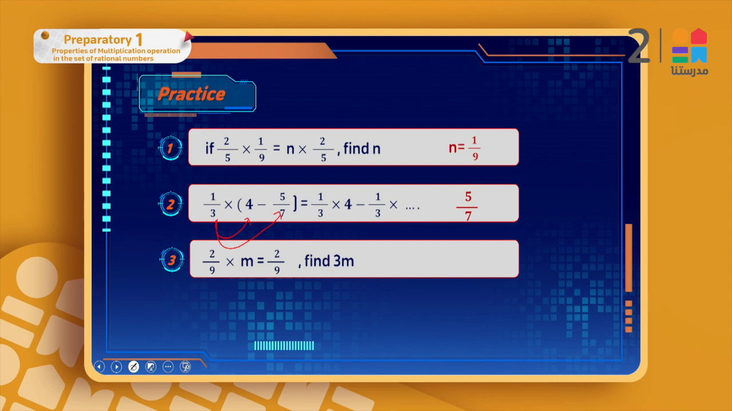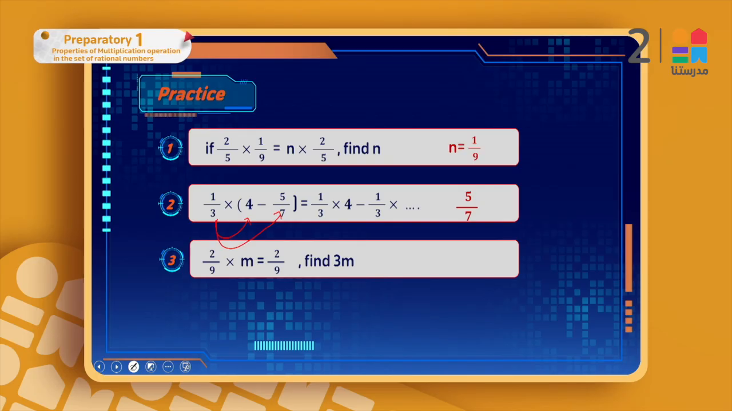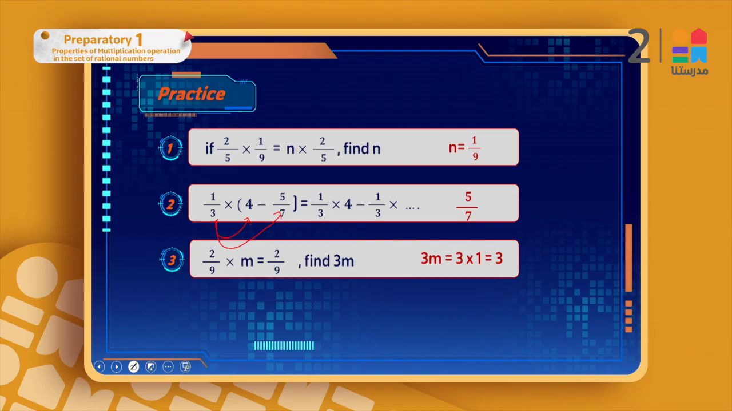Number 3. 2/9 times m is equal to 2/9. Find 3m. Let's find the m first. Any number times what equals itself? So m is 1, identity property. 2/9 times 1 is equal to 2/9. But I need to get 3m. So we need to multiply 3 times 1, which is 3.